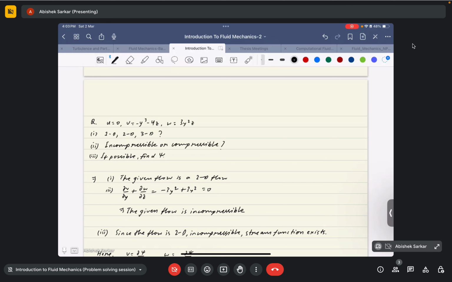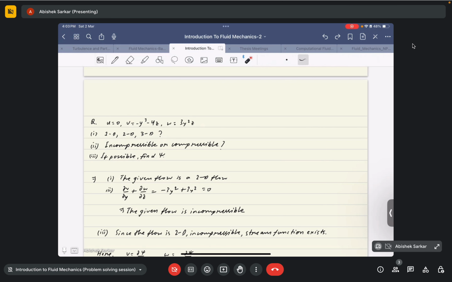So the first question is, what type of flow does this velocity field imply? 1D, 2D or 3D? Just by looking at the velocity field, you can tell that it shows a 2D velocity field because it has only two velocity components, and the velocity component along the x direction is 0, so that's why it's a 2D flow.